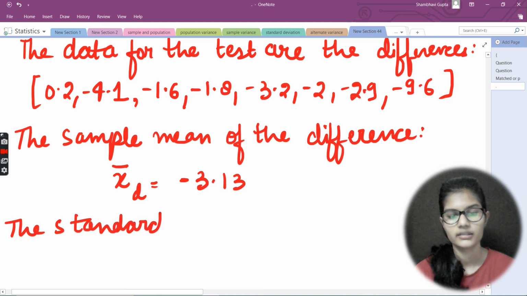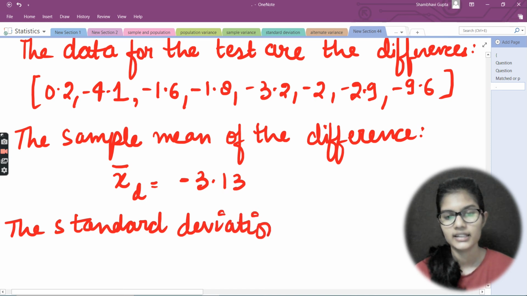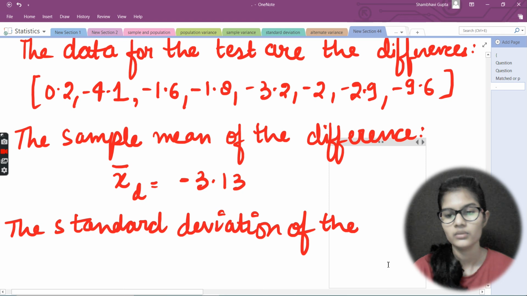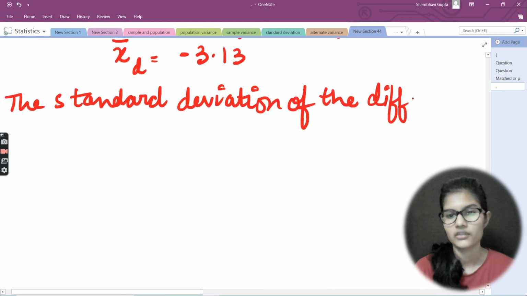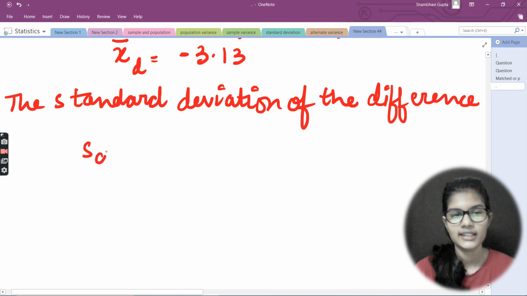And what about the standard deviation? The standard deviation of the differences is represented by SD, and that is 2.91. You can just verify these values on your own, right?